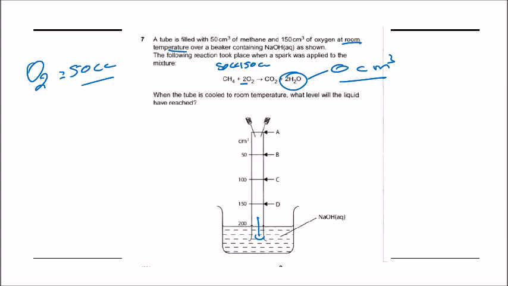Okay. The next thing that we look at is the amount of carbon dioxide that can be made. Well, if I start off with 50 of the methane, and the methane is the limiting reactant, which it is, I'm going to make 50 of the carbon dioxide. Okay, it's a 1-to-1 ratio, and we're applying Avogadro's law. So the carbon dioxide has a volume of 50 cubic centimeters made.